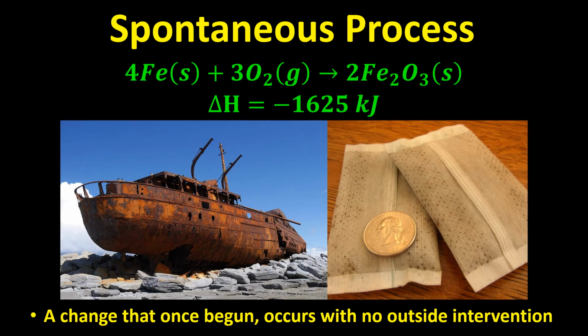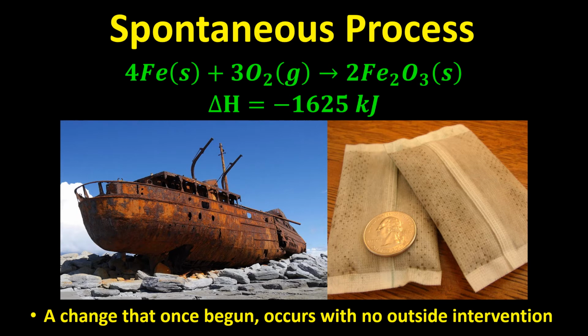So here is an example of a spontaneous process. In the picture on the left, you can see an old rusty ship. The process of rusting is given here in this equation. We have 4 irons plus 3 oxygen molecules go to form iron oxide. And as you can see, this delta H is a negative number, which means that this is an exothermic reaction. We have 1,625 kilojoules released during this reaction.